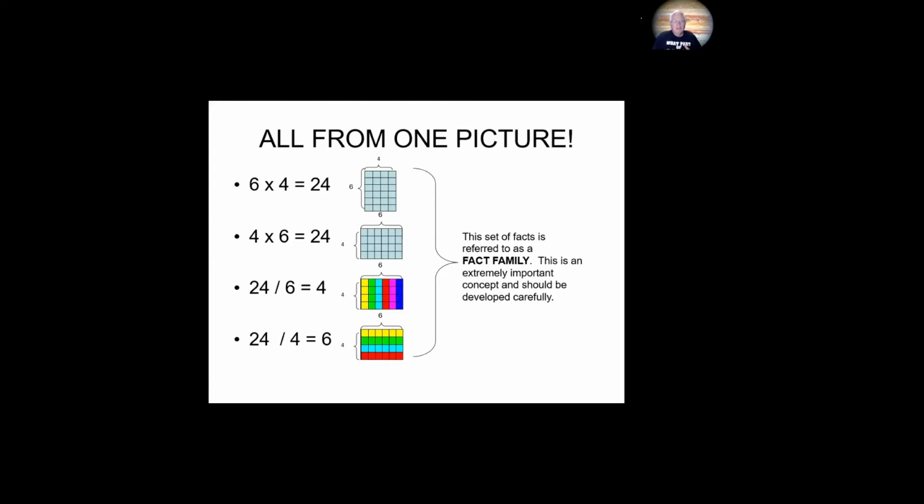Fact families will only work if you have inverse operations where one undoes the action of the other. And because multiplication and division are so tightly linked, we can show them all from a single representation. And this turns out to be a huge deal.